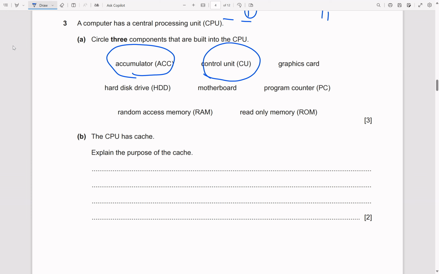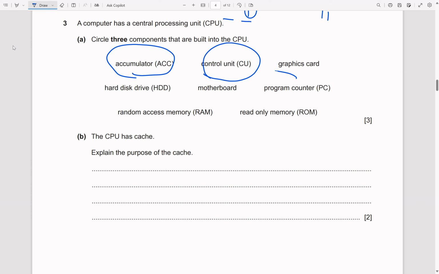Okay, the motherboard is basically the printed circuit board to which all of the other peripherals are connected. For example, the CPU is connected to it, the graphics card, all of the input, output, right, everything's just connected to the motherboard.